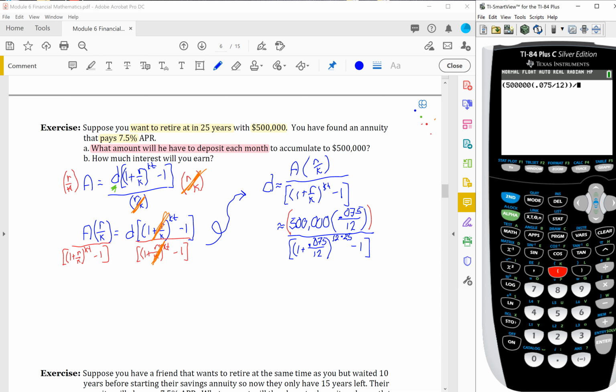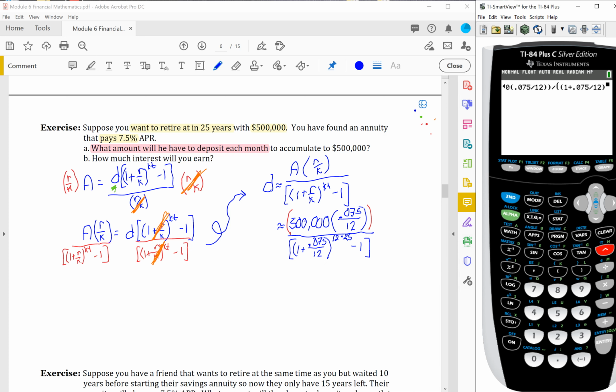Divided by a parenthesis. Now I'm using this parenthesis to represent the bracket since my calculator does not function with brackets well. Then a second parenthesis, 1 plus 0.075 divided by 12. And a first parenthesis here to represent this one that's after the 12. Raised to the exponent. I use the caret key for my calculator. Yours might be a little different.